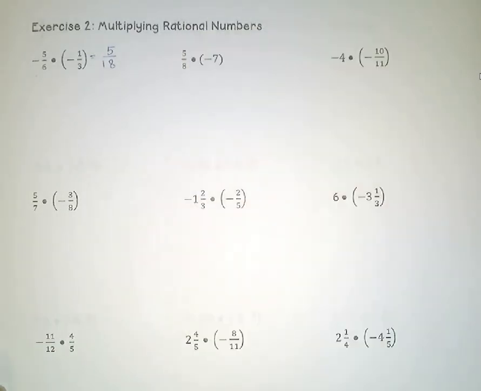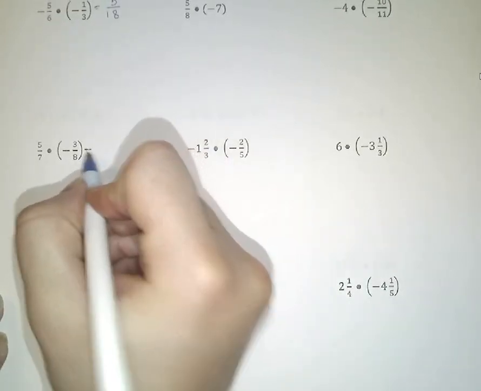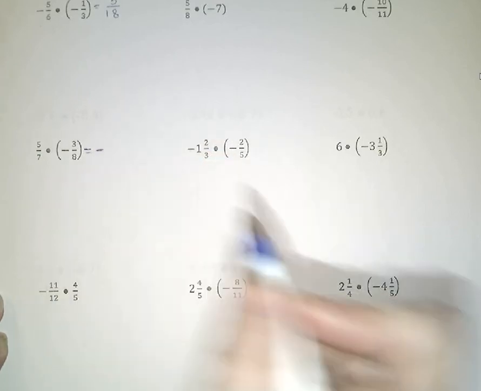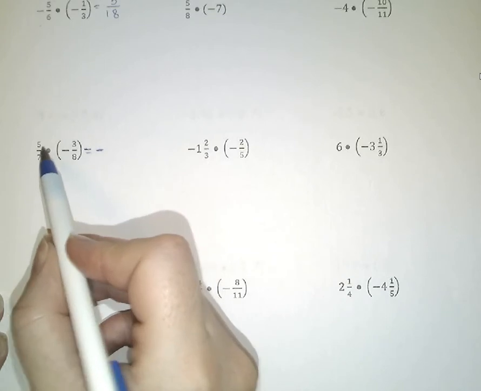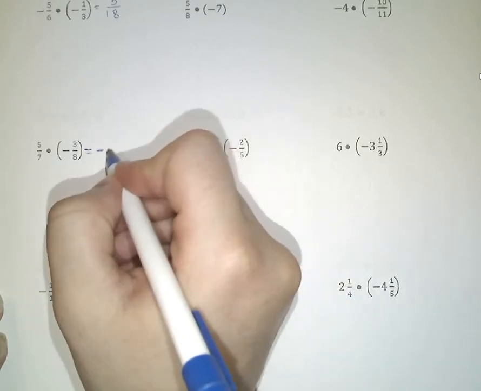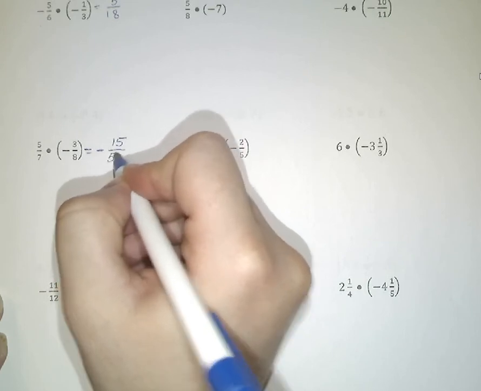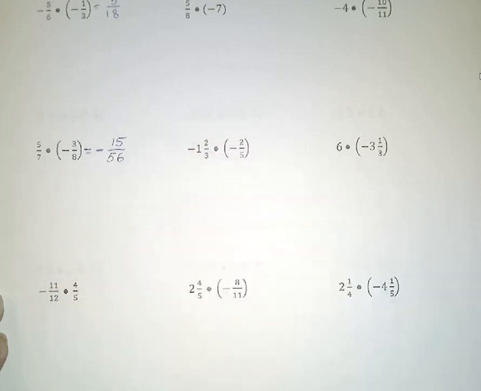Next one, 5 sevenths times negative 3 eighths. Since I'm multiplying different signs, my answer is going to be negative. Put it right there. There is nothing to simplify, so I'm going to just multiply across. 5 times 3 is 15, and 7 times 8 is 56. Done.